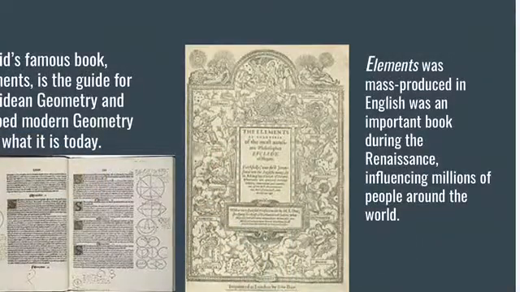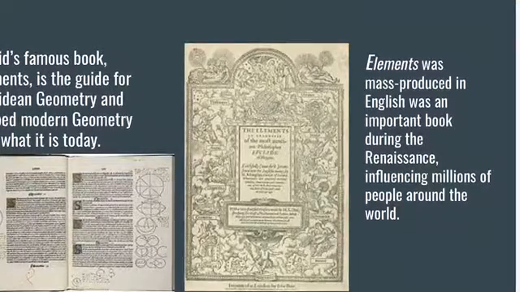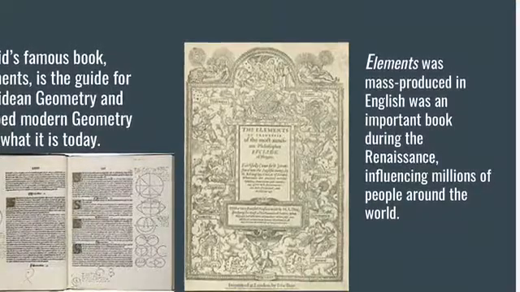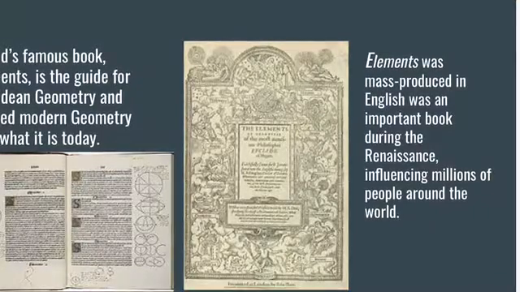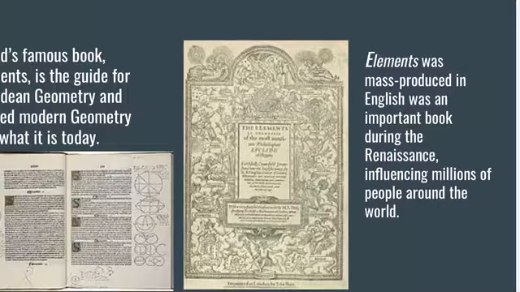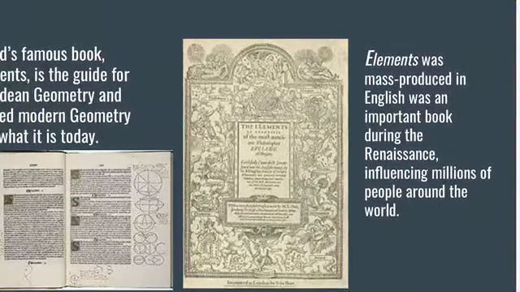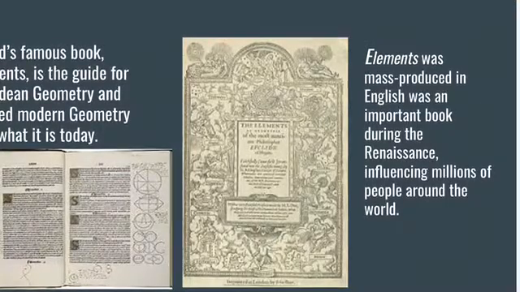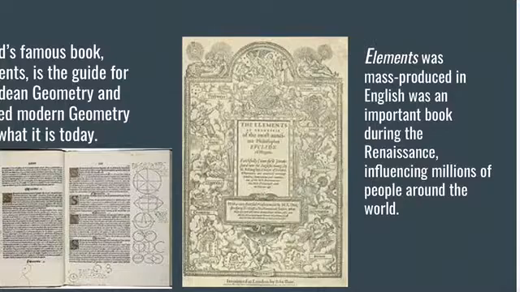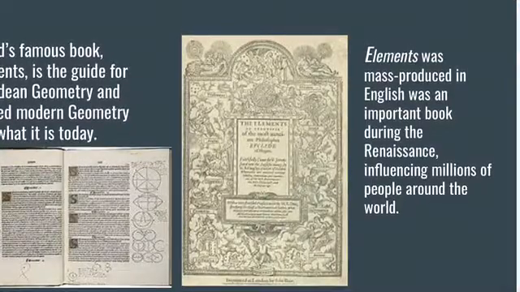Euclid's famous book, Elements, is the guide for Euclidean geometry and shaped modern geometry into what it is today. Euclid's many geometric principles and theories were all gathered and put together in a book called Elements. Elements was a combination of Euclid's life work. It included his proofs, postulates, principles, and many more guidelines for Euclidean geometry. This book was integral in spreading Euclidean geometry to the masses.